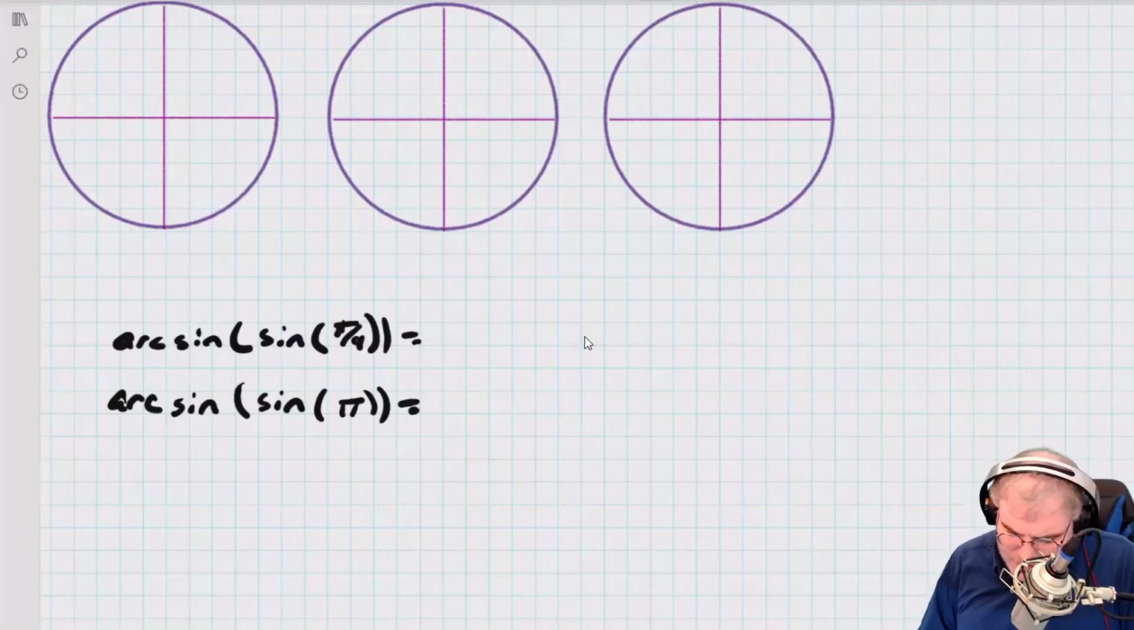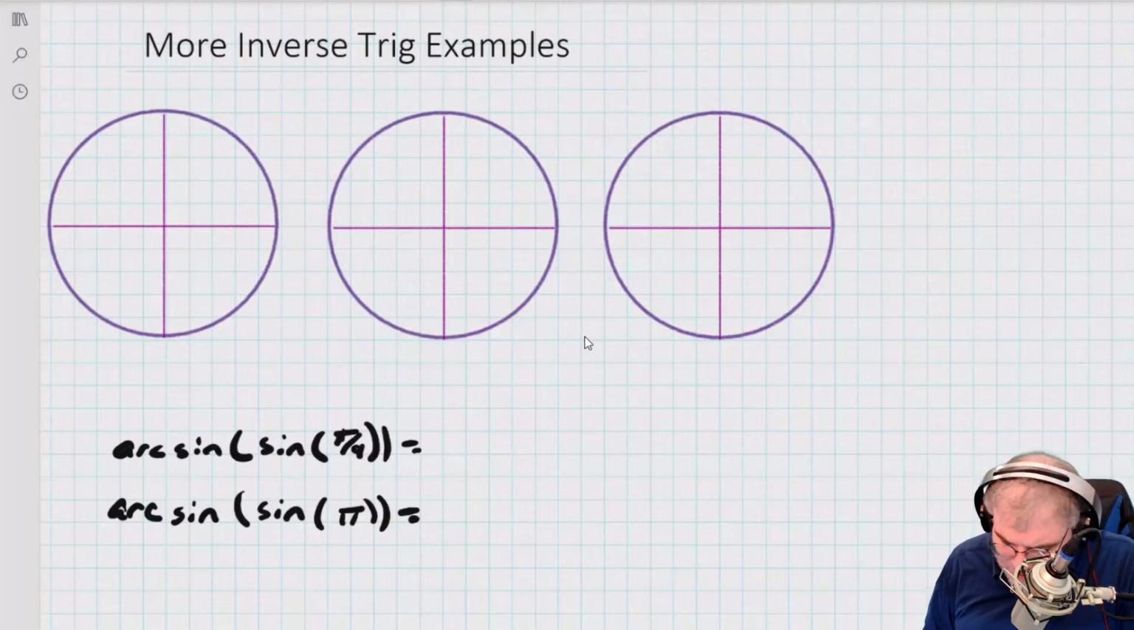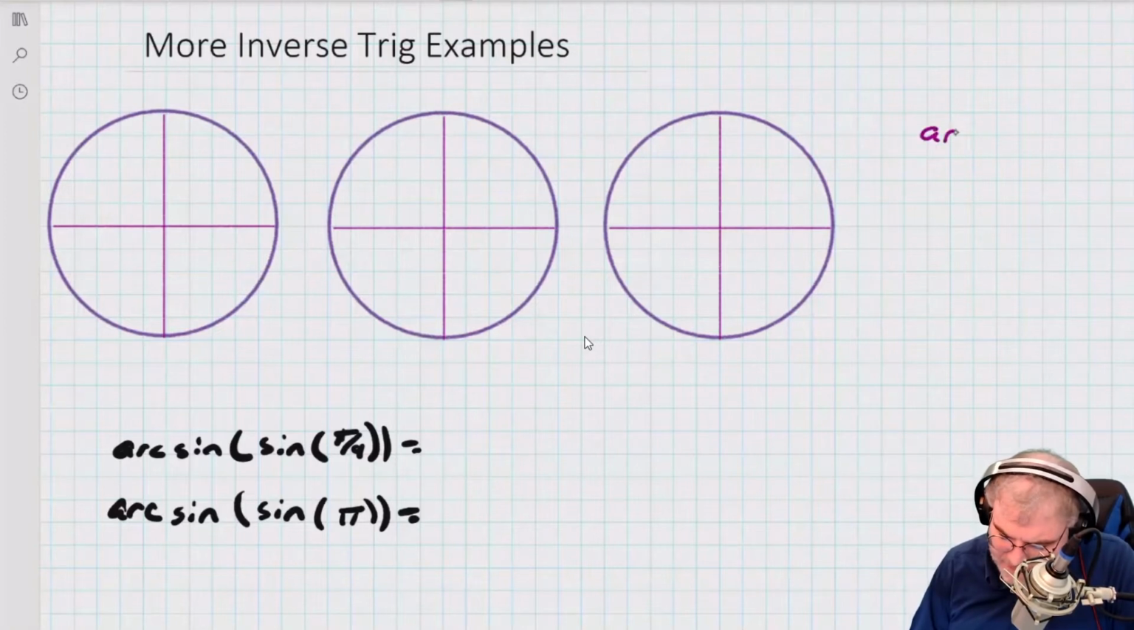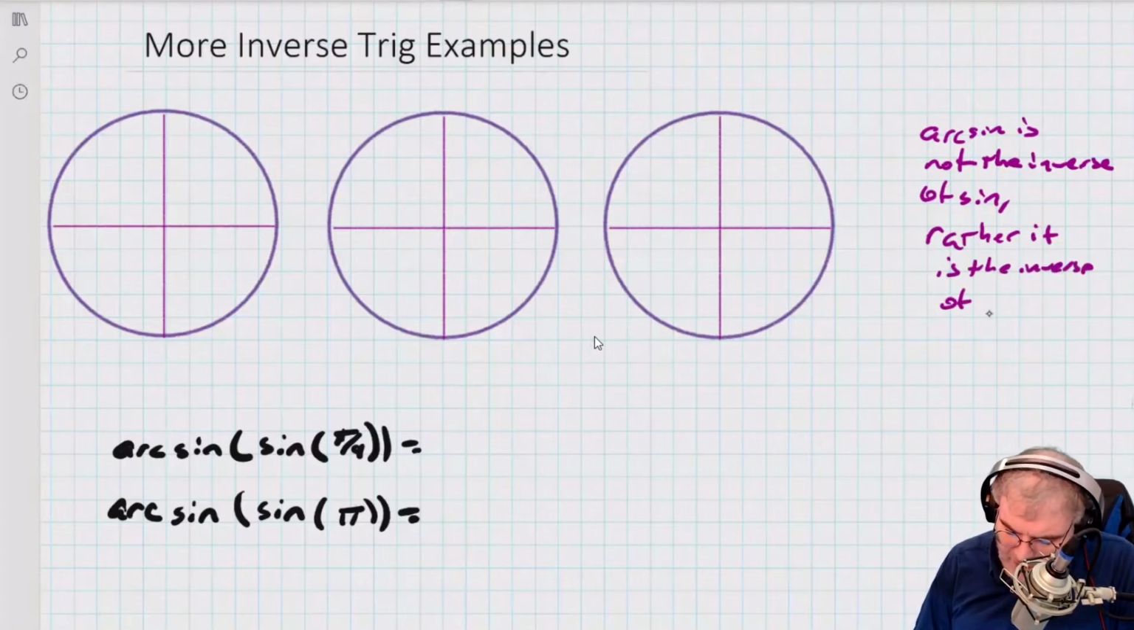So the important thing to remember is that arcsine is not actually the inverse of sine, despite what the notation says, right? Arcsine is not the inverse of sine. Rather, it is the inverse of sine star.